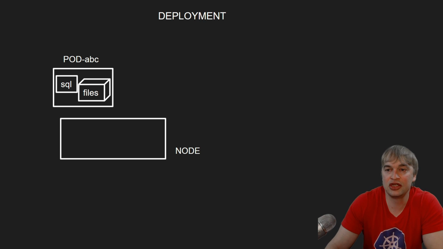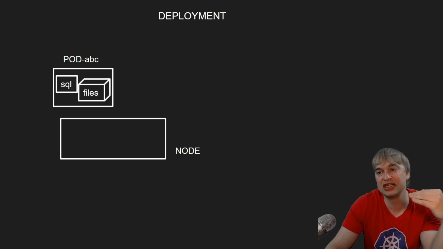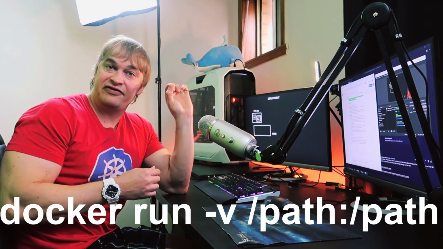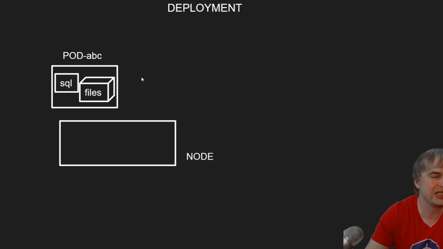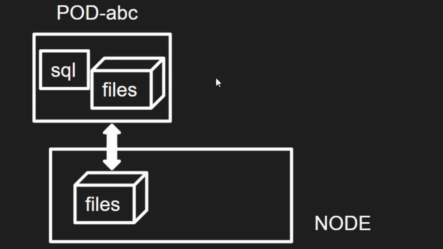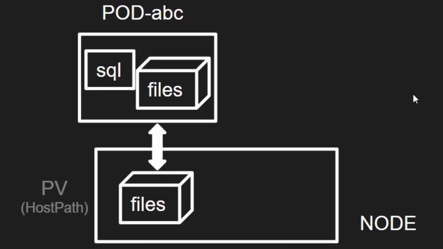Now with containers, we normally solve this problem by mounting the files from the host into the container. This is called a Docker volume. So if you do docker run and you put the -v flag, you can mount a host path into the container path. So if we take a look at this in Kubernetes, we can actually mount files from the node into the container. And this in Kubernetes is called a persistent volume of type host path.